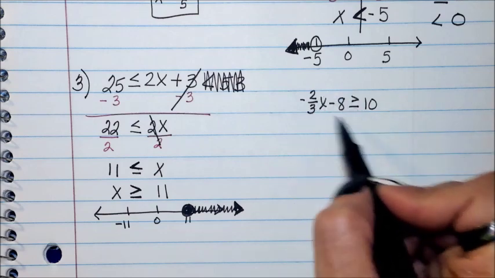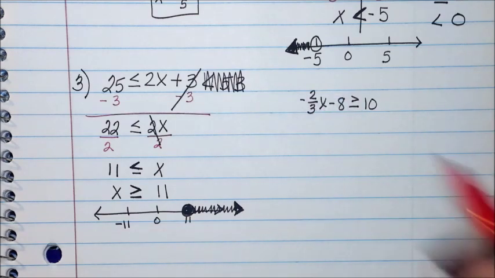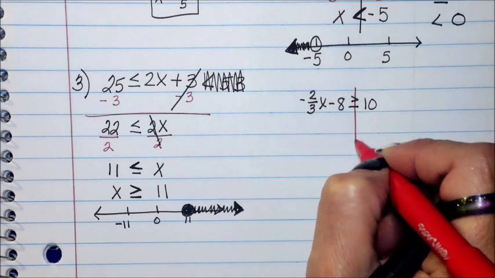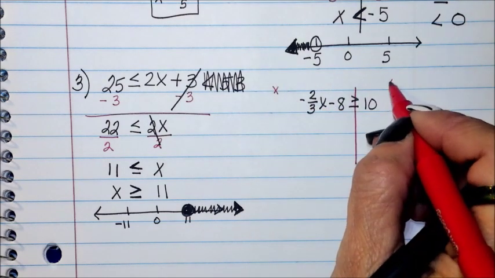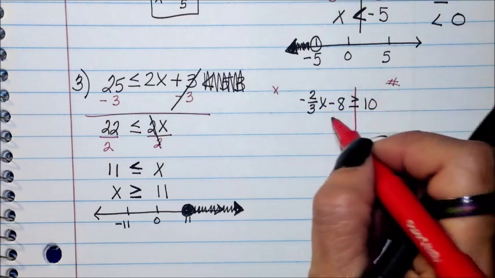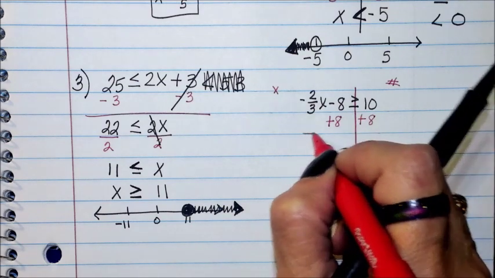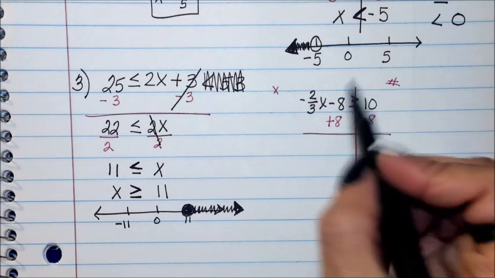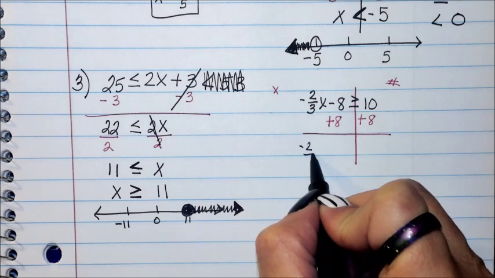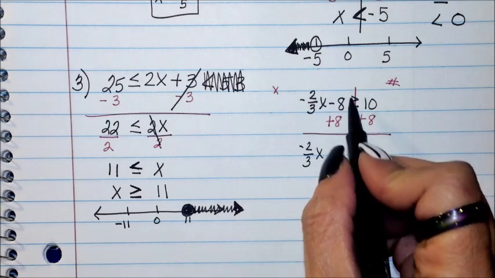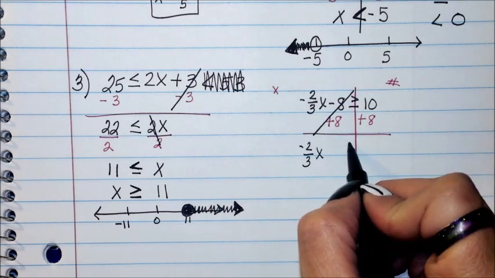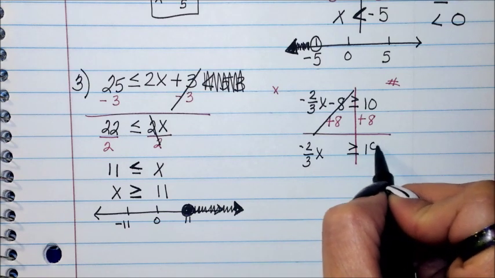So here we go. There's nothing to distribute, so I'm just going to start off. I'm going to make this my x side and this my number side. So I'm going to add 8 to both sides. So that's going to be negative 2/3 x, the 8 cancels out, greater than or equal to 18.